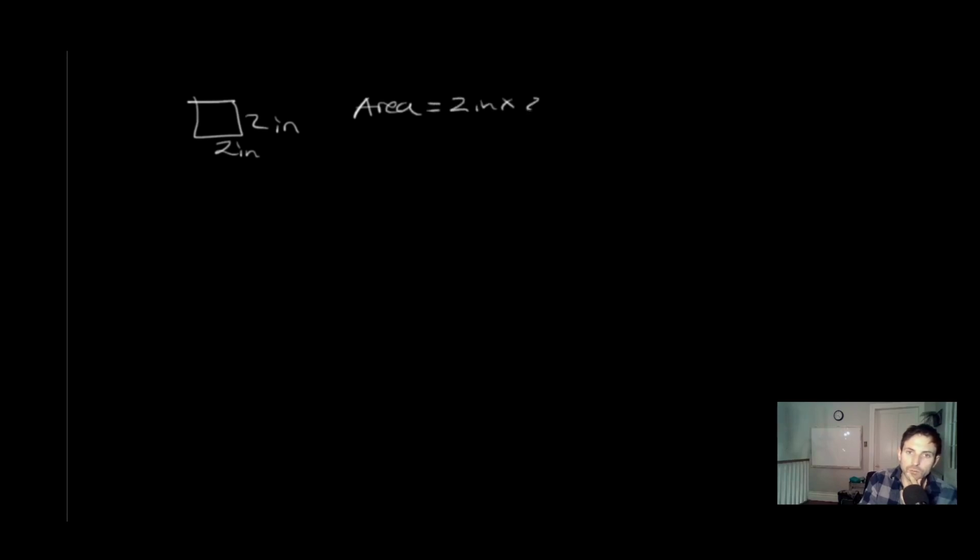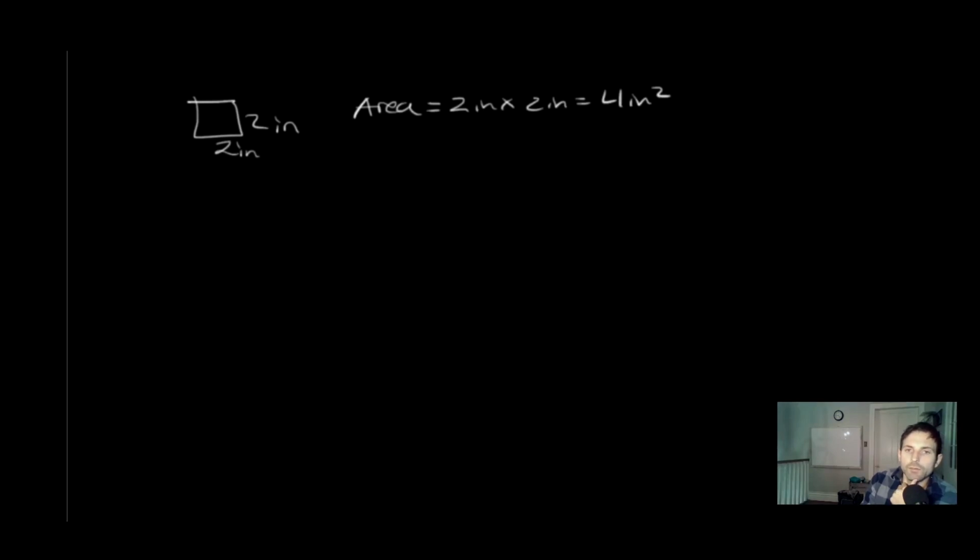So let's see, maybe we'll do another example. Let's think about an area. I have a square, and I have a length of, let's say, a 2 by 2 square, 2 inch by 2 inch square. So my area is going to be 2 inch times 2 inch equals 4 inch squared. Simple enough, right?